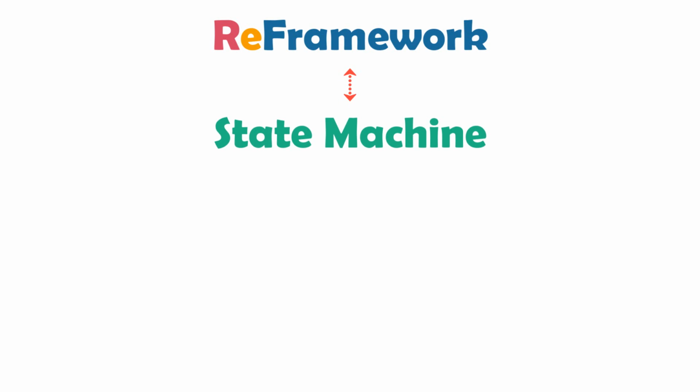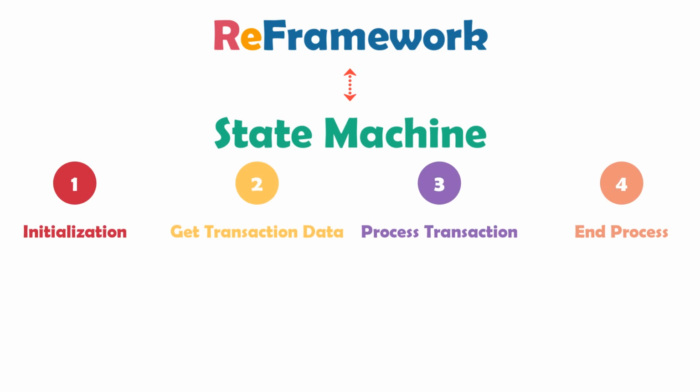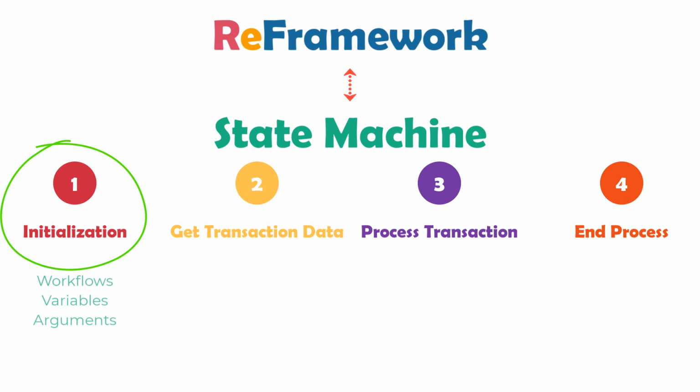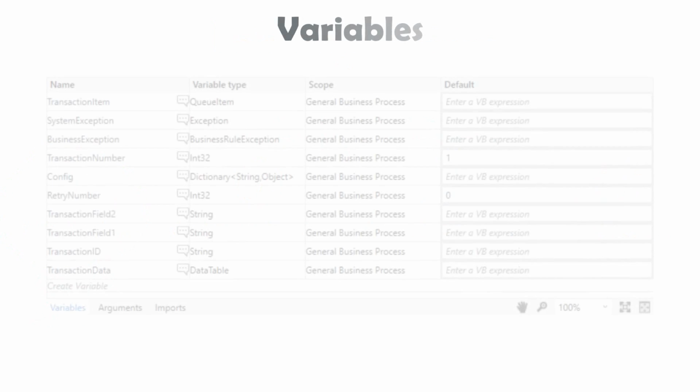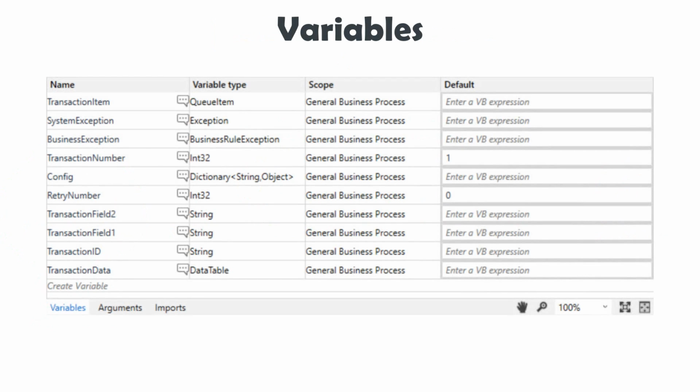As mentioned in the first video, ReFramework template based on a state machine. This state machine consists of 4 states. In this video I will talk about the first state, initialization. I will also talk about all workflows, variables and arguments, which are defined in this template, and are used in this state.